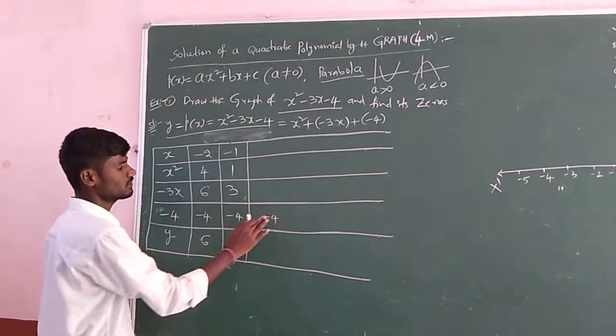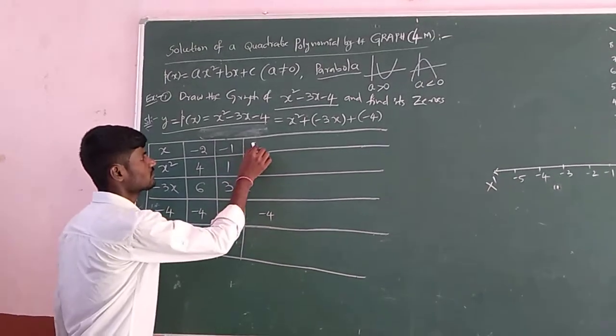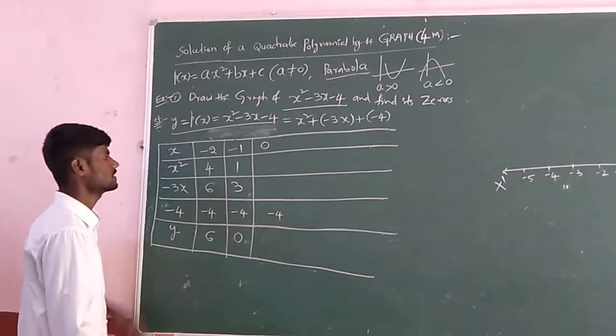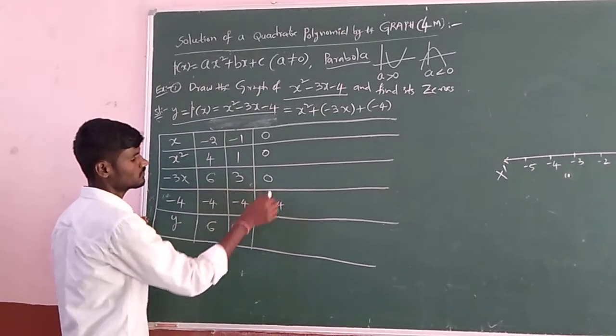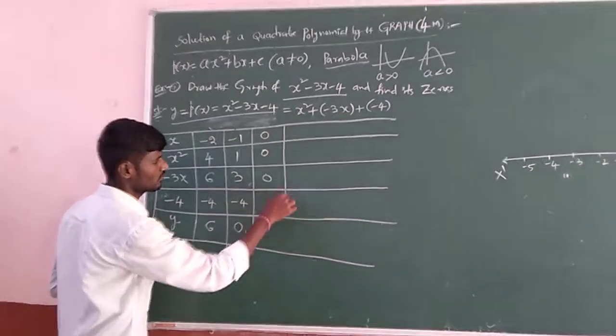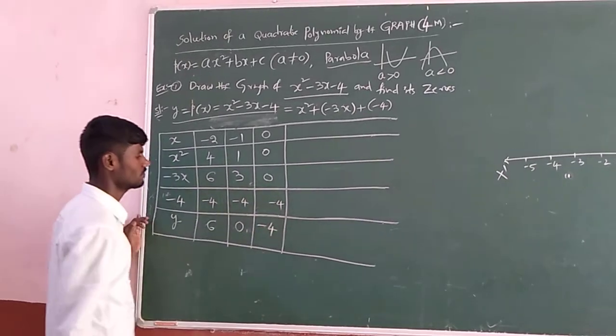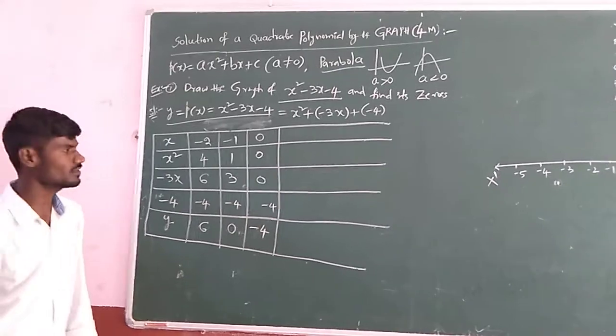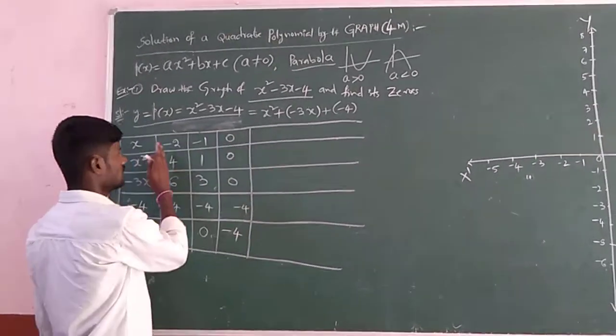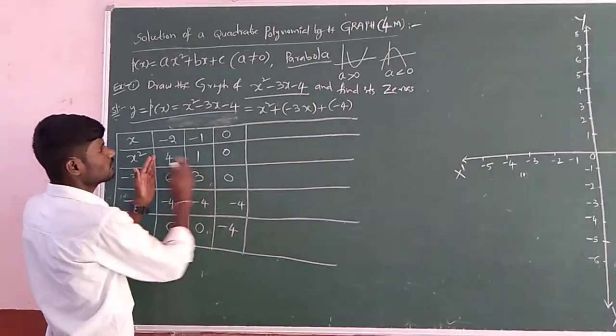4 minus 4 is 0. Next, let us take 0 here. What will we get? 0 square is 0. Minus 3 into 0 is 0. Minus 4. If you add all these, we only get the result minus 4. So for every x value we are getting a y value, isn't it?